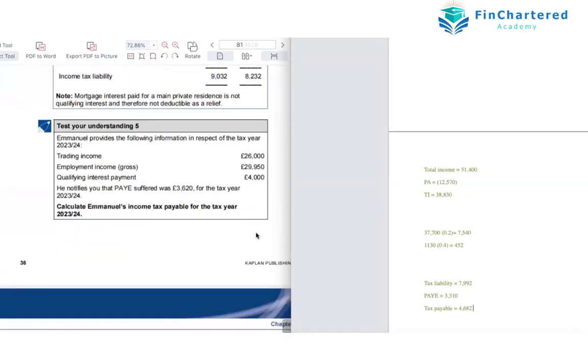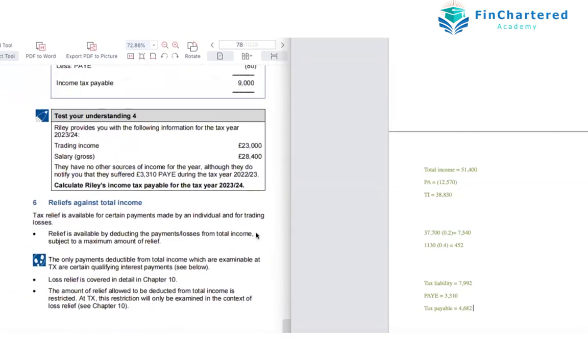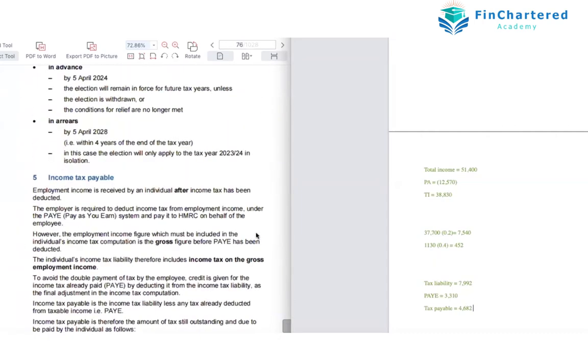Okay, because this is a fairly big chapter. These are your basics, fundamentals. If this is not clear, then tax will be very problematic.